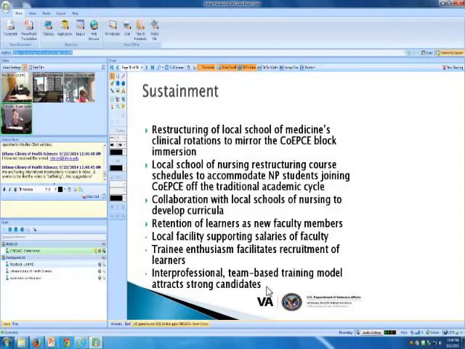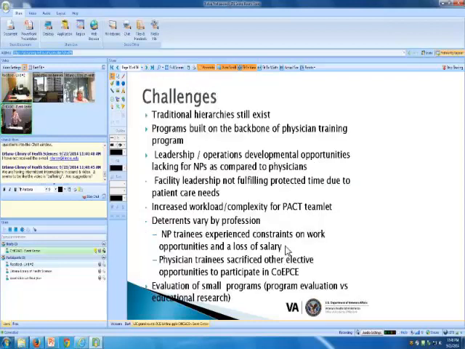And so it really has been attracting very strong candidates. So we feel that they're certainly wonderful, wonderful trainees that come to this. So challenges, certainly they're there. The traditional hierarchy of physician in charge, still there. Maybe in the individual themselves, but it's getting better.